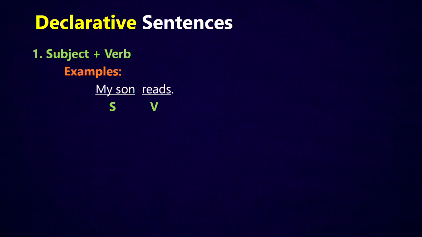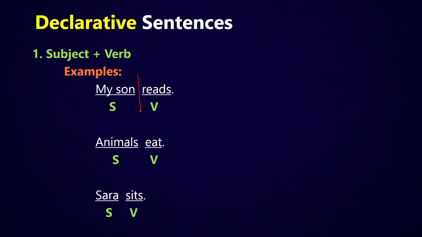So we've got about 6 different kinds of declarative sentences. The order is about the same. It's just what kind of information comes after the verb is different. So the first kind would be just a basic subject and a verb. For example, my son reads, animals eat, or Sarah sits. So here's the verb, here's the subject. We can divide it, which means that this is the subject, my son, and this is the predicate, reads.